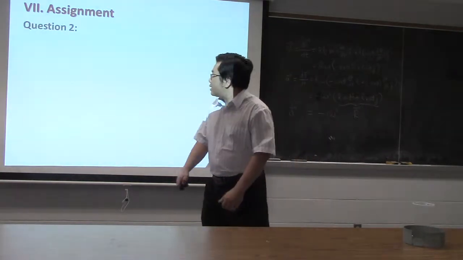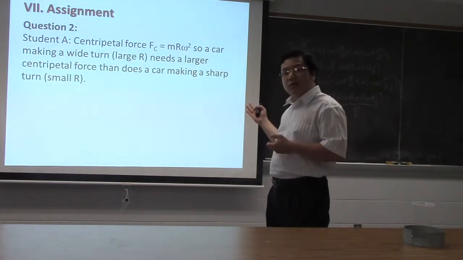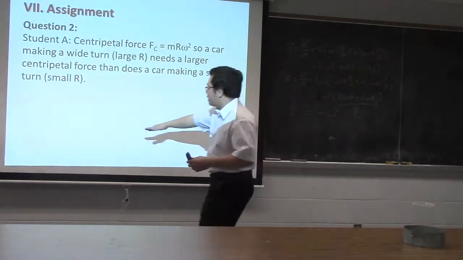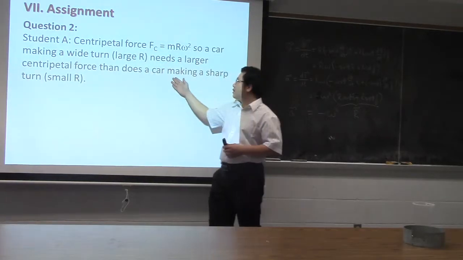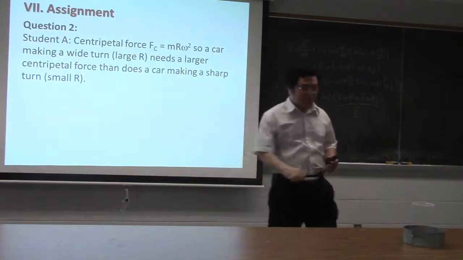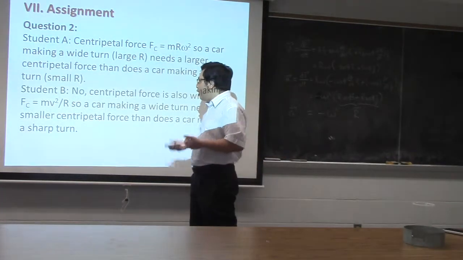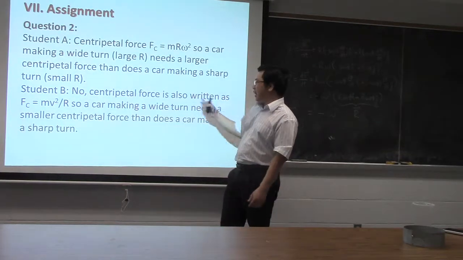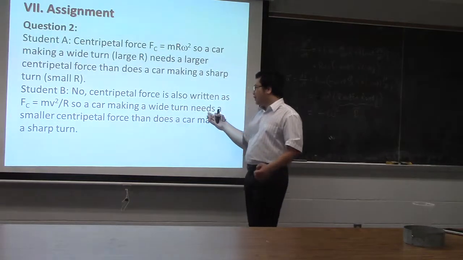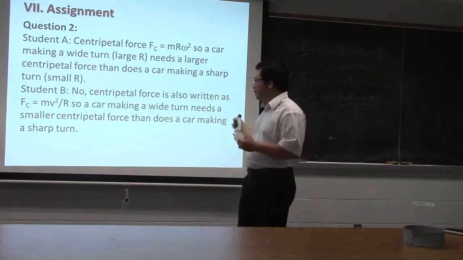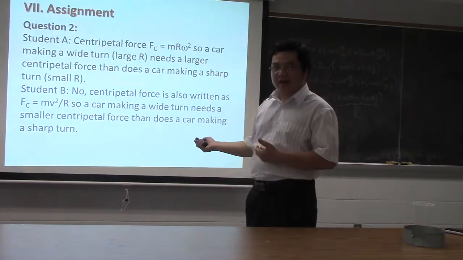Question 2. Student A says that centripetal force is Fc equals mr omega squared, so a car making a wide turn with a large R circle needs a larger centripetal force than does a car making a sharp turn, which is a small R. And student B says that no, centripetal force is also written as Fc equals mv squared over R, so a car making a wide turn needs a smaller centripetal force than does a car making a sharp turn. So according to you, who is correct and why?